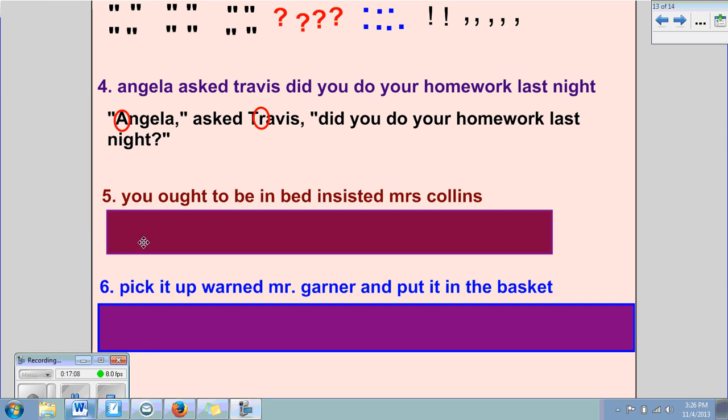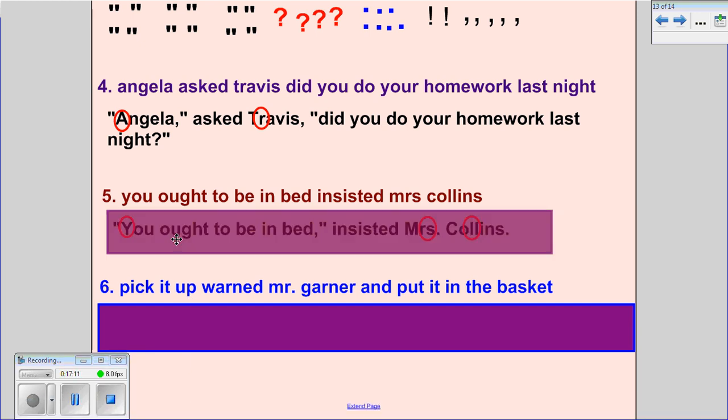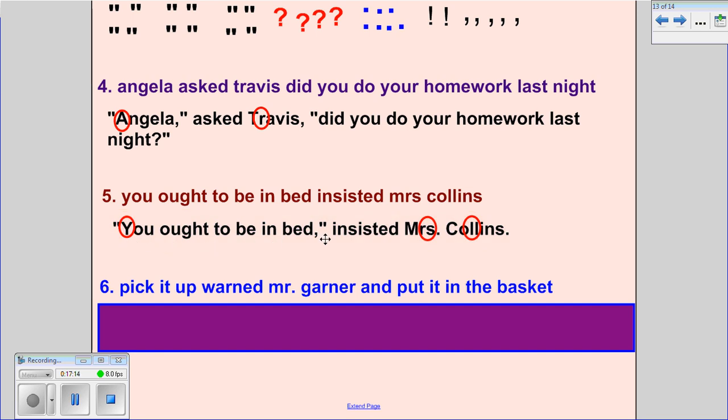All right, so let's go ahead and see how you did on number 5. Mrs. Collins says, "You ought to be in bed." So that is going to have quotation marks around that. Then you need to make sure that you have the comma after "bed" before that quotation mark, since our dialogue tag is here at the end of our sentence. And also you're going to have a period at the very end to denote the ending punctuation. You will then have "you" be capitalized because it's the first letter of a sentence. And then Mrs. and Collins need to be capitalized because that is her name. Go ahead and try to write sentence 6 and correctly punctuate that, please.